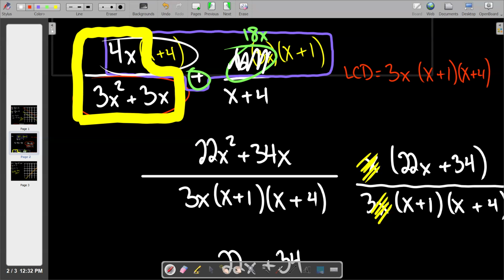So if I've lost anyone, what I'm trying to say is that this thing in the yellow box, really from the beginning, if we pulled an x out of all three terms, essentially, it would have wound up looking like 4 over 3x plus 3, and then you can carry on your merry way from there. Make sense? Okay, good.